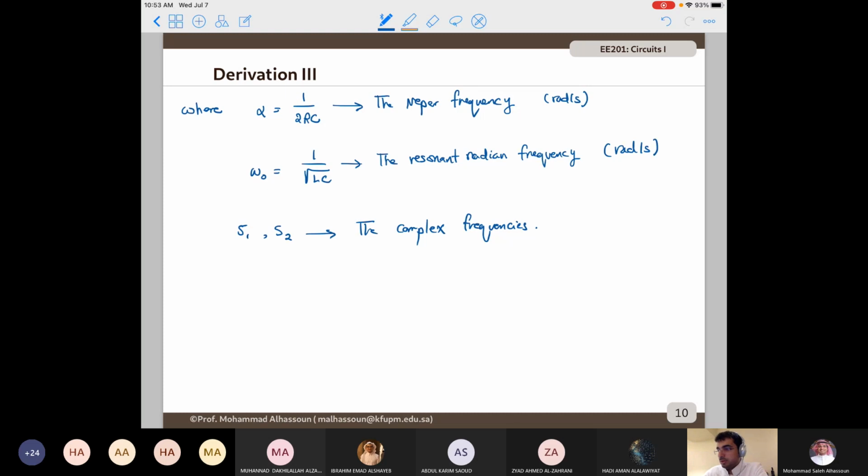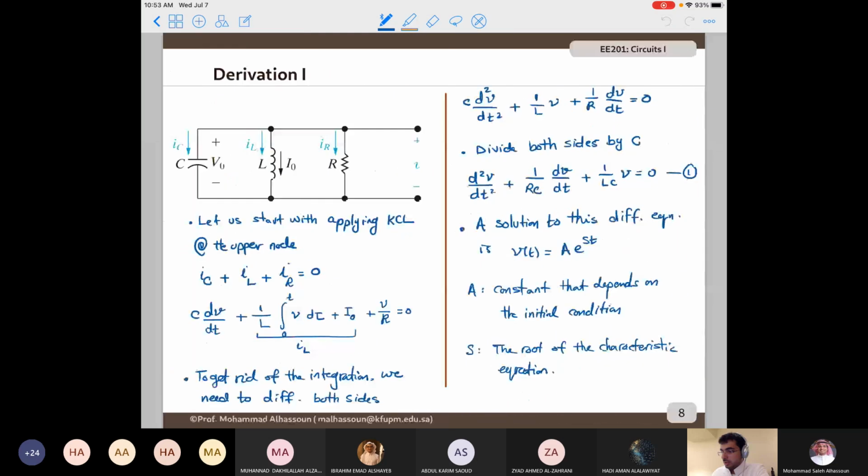Okay, so let me just summarize what we did. We started with the following circuit, and we said, well, let's use the same approach that we did in chapter 7. Let's derive the differential equation that governs the circuit behavior. If we apply KCL at the upper node, we will get an equation in terms of the voltage, which is common among all three elements, and that equation has a mixture of differentiation and integration. So if we differentiate both sides, we will make sure that it's only in terms of differentiation, and this is the differential equation that governs the circuit behavior.